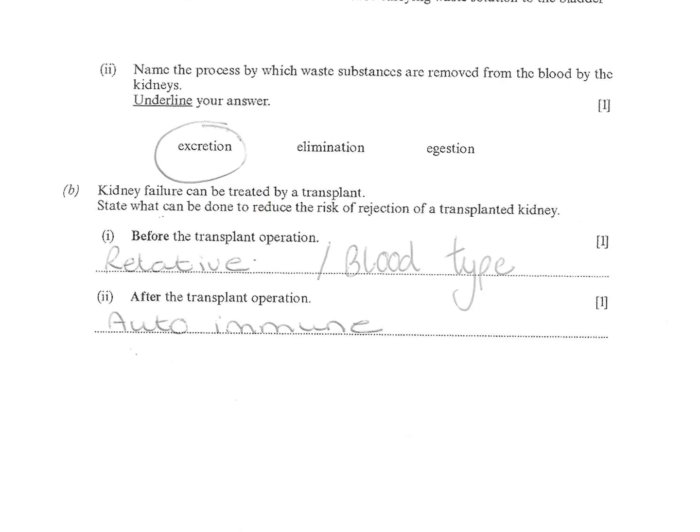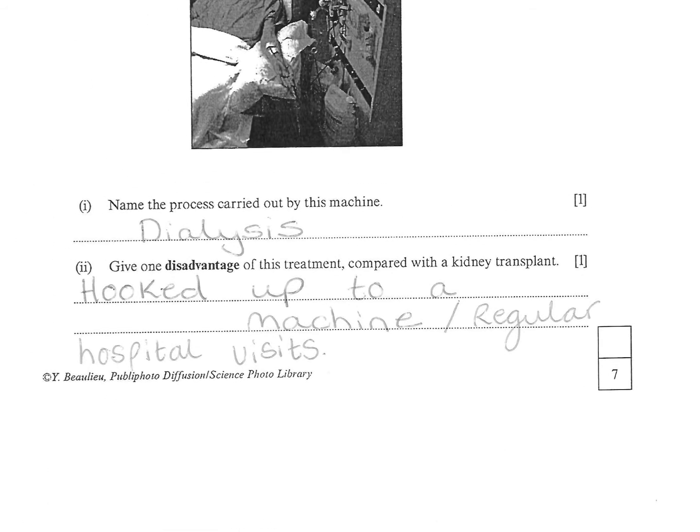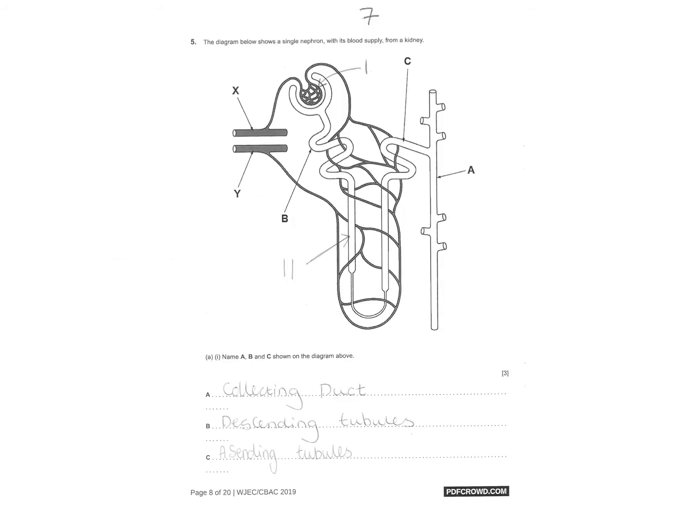Kidney failure can be treated by transplant. State what can be done. Before the transplant, you could check the blood type, make sure you've got the same blood, potentially pick a relative. After the transplant, you want to use immunosuppressants. What is the name of this machine? Dialysis. Give one advantage of this type of treatment. Disadvantage: hooked up to a machine, regular hospital visits. You have to have a special diet as well. That's another problem with it.